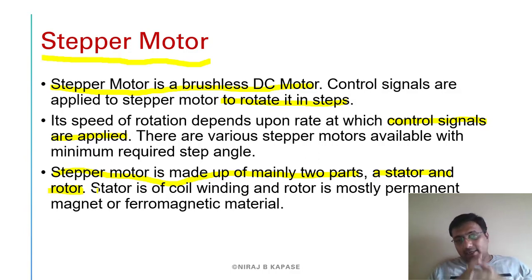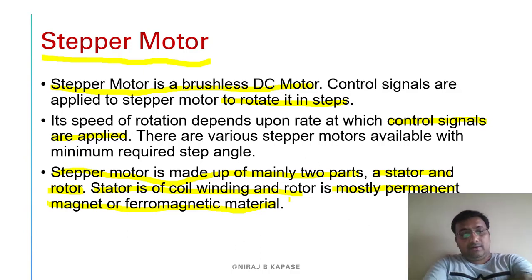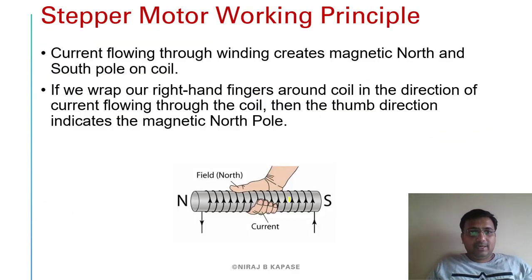So either the stator is a coil or the rotor is a coil. Generally in a stepper motor, the stator is a coil winding and the rotor is mostly a permanent magnet, or a ferromagnetic material. So there are two main parts of the stepper motor: the stator, which is a coil winding, and the rotor, which is a permanent magnet. Okay, so this is about the stepper motor in detail.